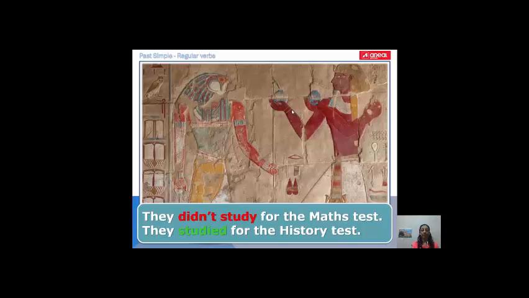An example, they didn't study for the math test. They studied for the history test. Didn't study is a negative sentence of the past simple, and studied is the affirmative sentence for the past simple tense.